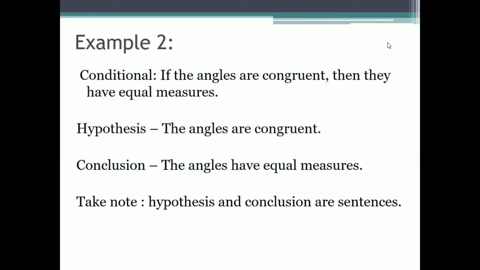Okay, example 2. Our conditional here: if the angles are congruent, then they have equal measures. This is the conditional, or the if-then form, right? So our hypothesis, again, the hypothesis is after the if. So the hypothesis is the angles are congruent. And our conclusion, the angles have equal measures. And take note that the hypothesis and conclusion are sentences.